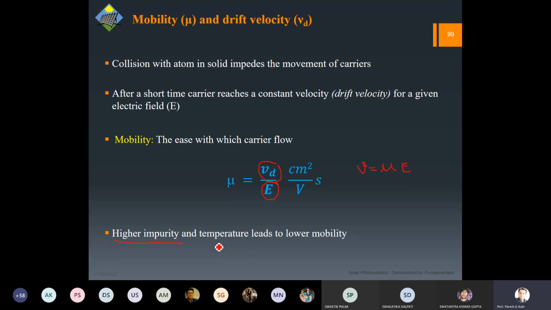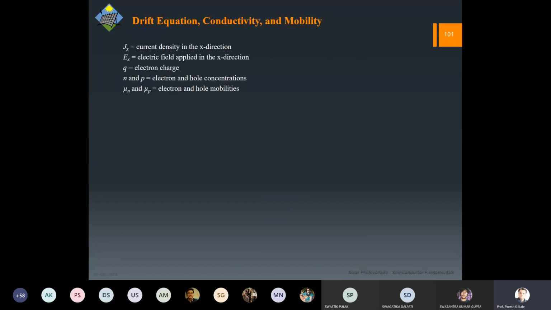And then obviously temperature: at higher temperatures the mobility will be lower, because when your material is in high temperature zones, the other carriers are also there, they are also trying to move. So in a simple sense, the temperature is going to increase the population, and the more the population, obviously the impediment will be more in this case.